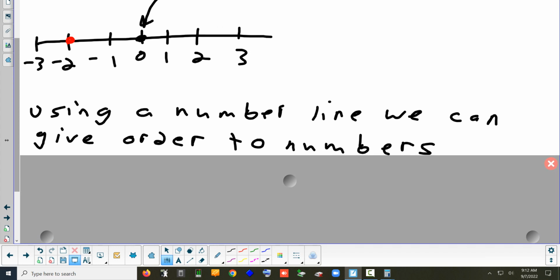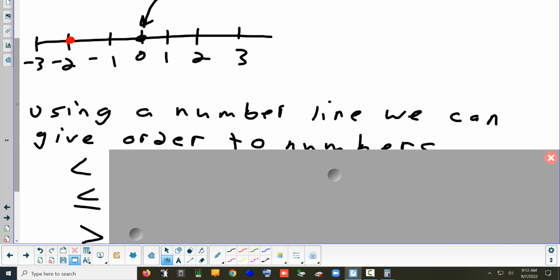So when you create a number line, now you're creating the idea of order. That there is such a thing as one number being bigger than another. In general, numbers to the right are bigger numbers. If a number is to the left of another number, it is smaller.